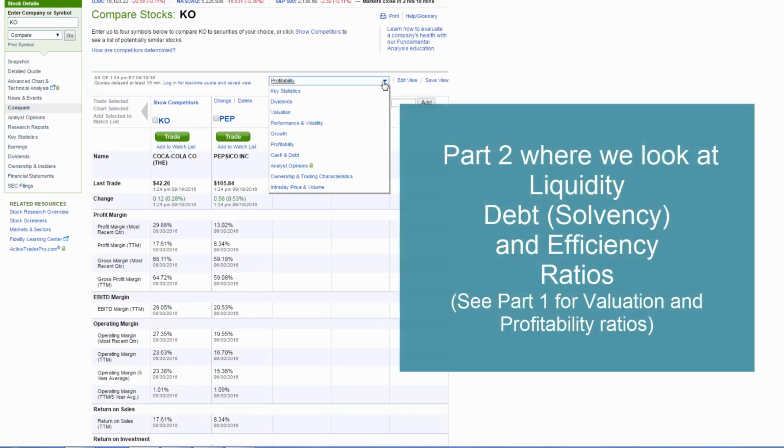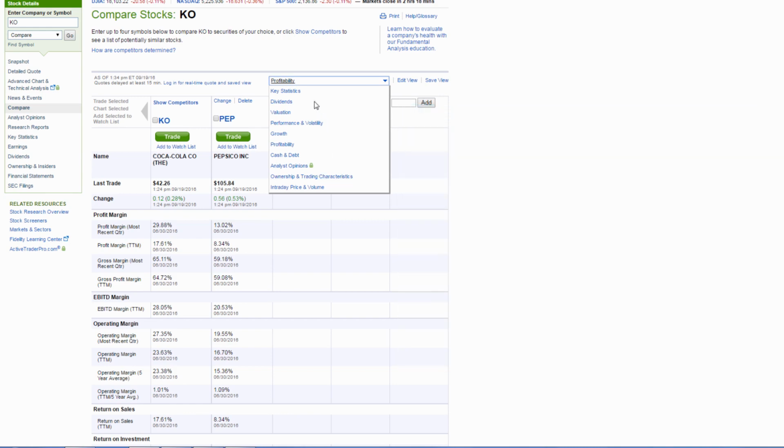So let's look at liquidity. And one thing you'll know for liquidity, how are we able to meet our current debts, not our long-term debt, but our current debts? How are we able to make those payments? And if you see here, there's nothing that lists liquidity, because sometimes things are listed in different ways.